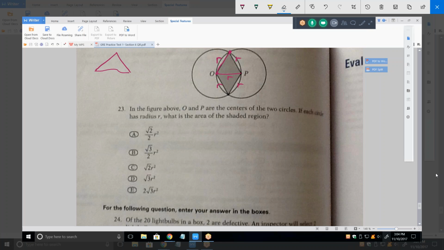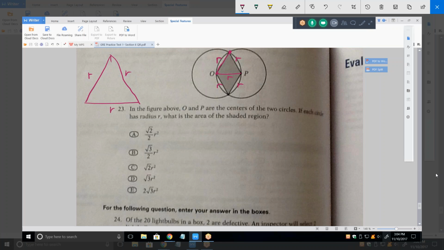hold on. I want to draw it a little bit bigger anyway. I'm glad we don't get graded for our drawings on the GRE. So if that's R, and that's R, and that's R, we should be able to figure out the area of this triangle in terms of R.